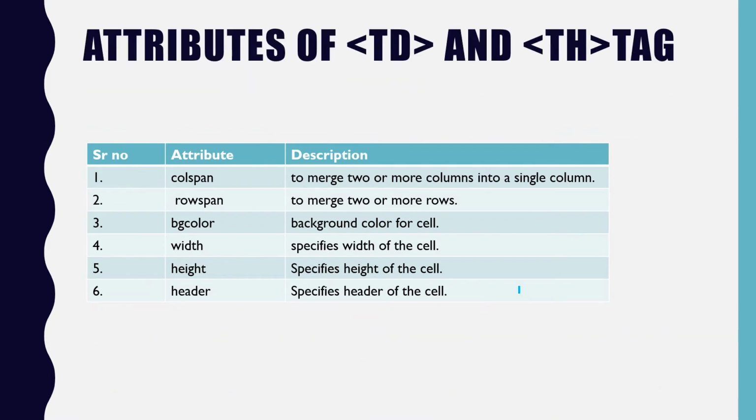Now next is TD and TH. TD, that is table description. Okay, and TH means table heading.